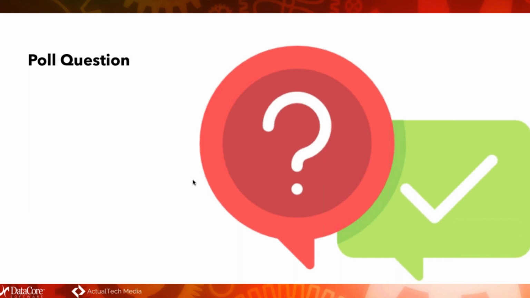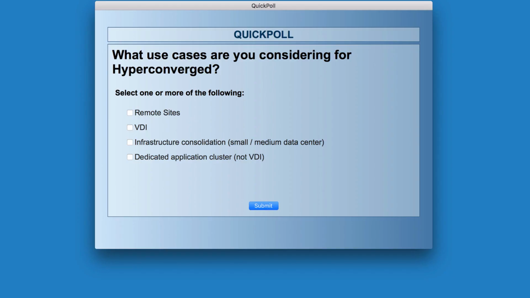Before we get started, though, we're going to ask our first poll question. And the poll question that we're going to ask is, what use cases are you considering for hyperconverged infrastructure? And this is a multi-select question. And Sushant, when you talk to customers, each one of these things, what are some of the things that they are really trying to achieve when it comes to hyperconverged infrastructure?